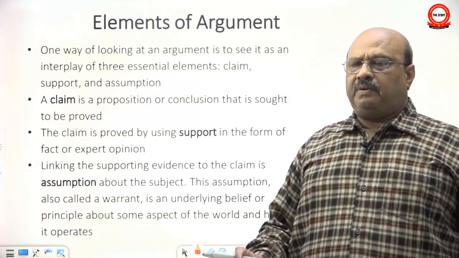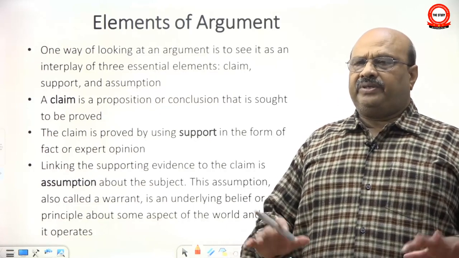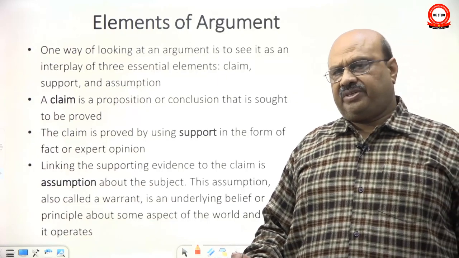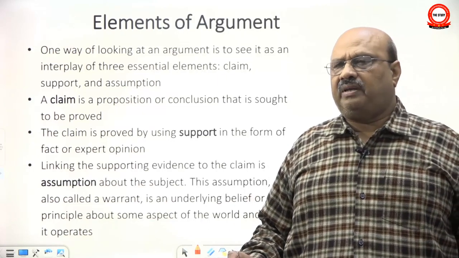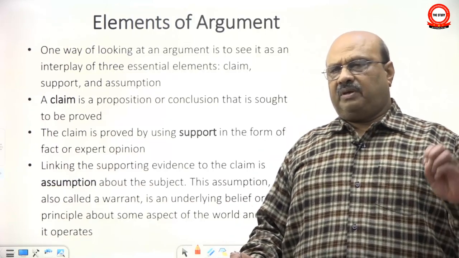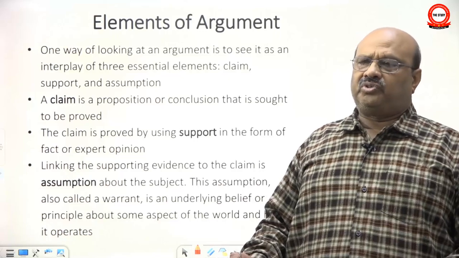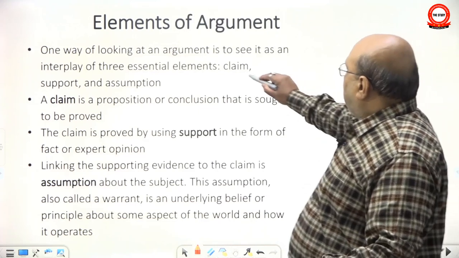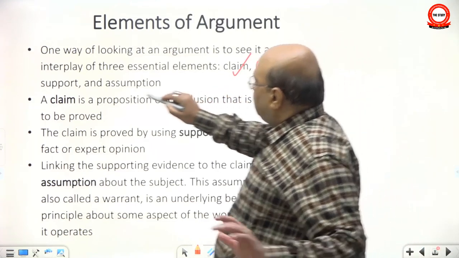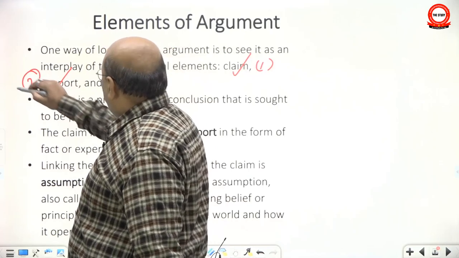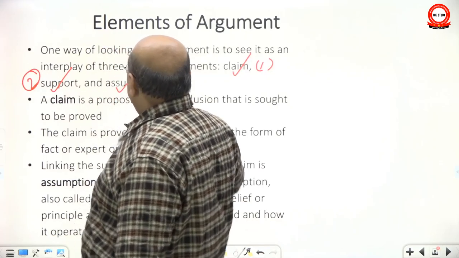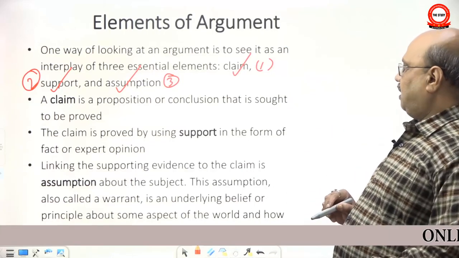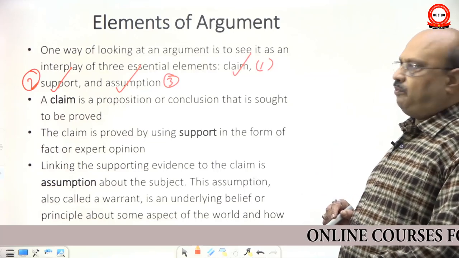So now, get acquainted with some of the technical things related to this essay. These technical things constitute the elements of argument, and you must be clear about those technical words. These are claim (1), support (2), and assumption (3). These are the three technical words which constitute the elements of an argument.